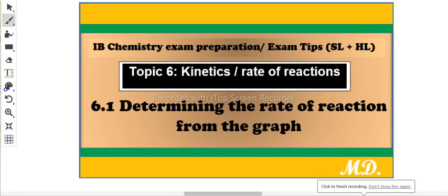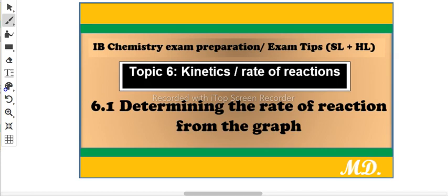Welcome to IB Chemistry exam preparation, exam tips for both standard level and higher level. Today, through our lesson, I'm going to focus on topic number 6, which is kinetic rate of chemical reactions for standard level. Through our lesson, we will learn and discuss how we can determine the rate of chemical reactions from the graph.